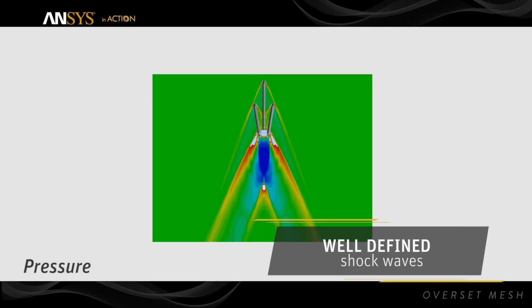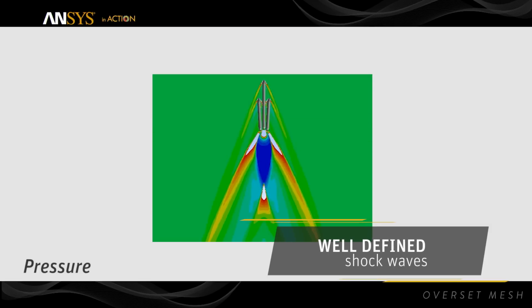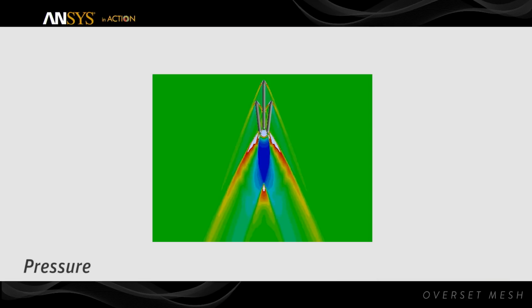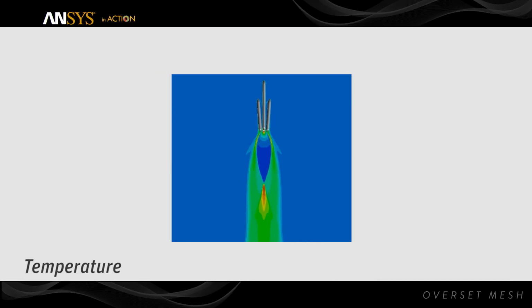Booster separation occurs during main engine on, requiring the ability to model the highly compressible exhaust plume. ANSYS Overset simulates hypersonic compressible flow using Fluent's proven density-based solver.